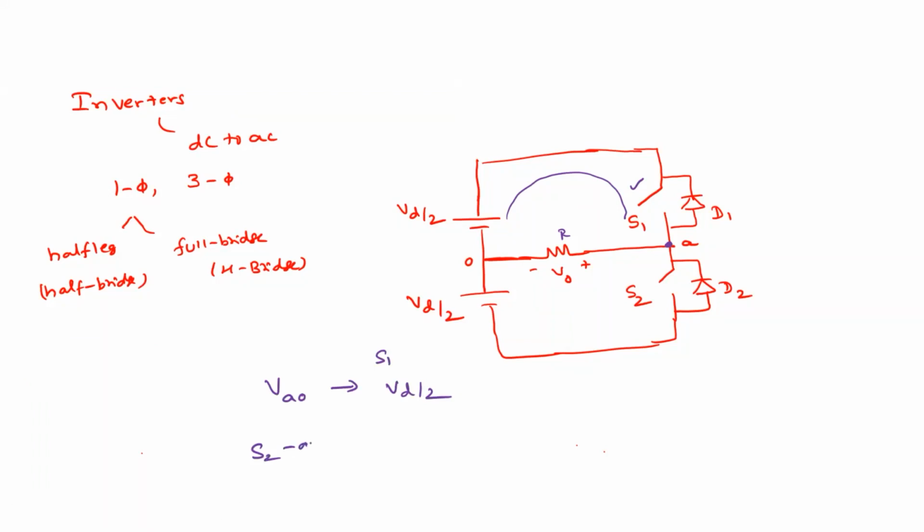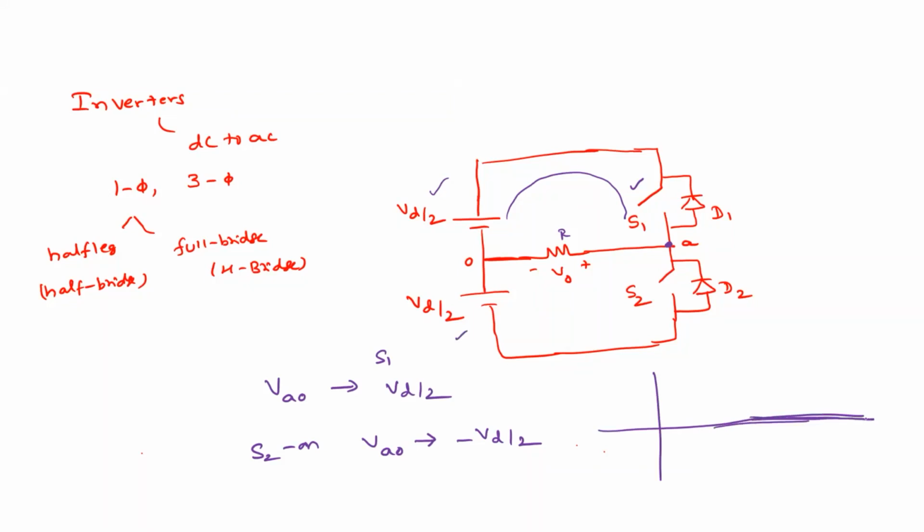Similarly, when S2 is on, what is VA0? Minus VD by 2. So what you understand is that when the upper switch is on, you get connected to this supply, and when the lower switch is on, you connect to this supply in the opposite direction. That means the output is toggling between plus VD by 2 and minus VD by 2. Now we will modulate this so that we obtain a fundamental output waveform.